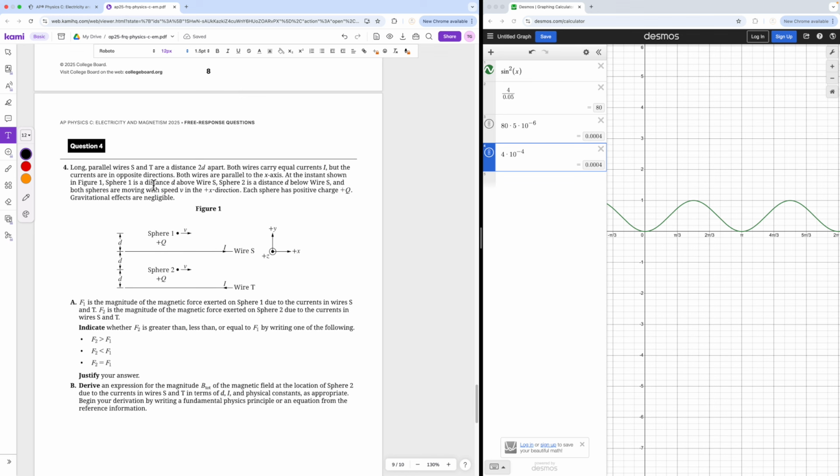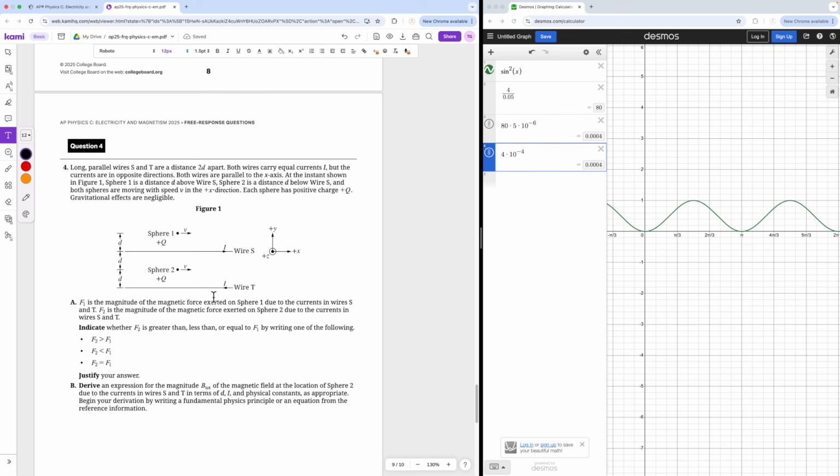Long parallel wires S and T are distanced 2D apart. They carry equal currents, but the currents are in opposite directions. So what are we trying to do? F1 is the magnitude of the magnetic force experienced on sphere 1 due to the currents in S and T. And F2 is the magnitude of the magnetic force experienced on sphere 2. And we're trying to see if F2 is greater than, less than, or equal to F1.